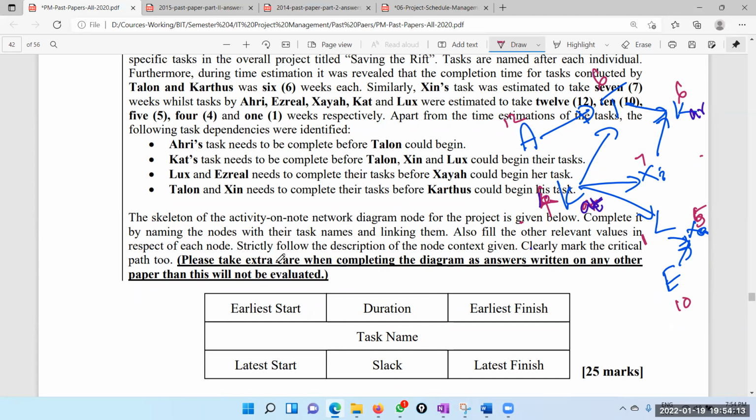Right. So please take extra care when completing the diagram, as an answer written on any other paper than this will not be evaluated. So you can do it on a rough paper, but finally you have to take it into your answer sheet. You don't get extra sheets. You have to answer within the given space. So you do it in a rough one, then convert it to the answer sheet. Okay. Right.